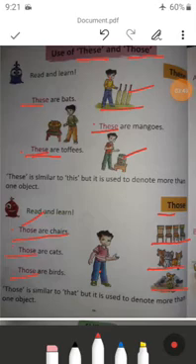Those is similar to that, but it is used to denote more than one object. I mean to say that the things are very far from us, but in the count they are many. We cannot take them easily, we cannot touch them easily. So at that time we will use those. I think you must have understood this very well. Now we are going on to the skill drill.